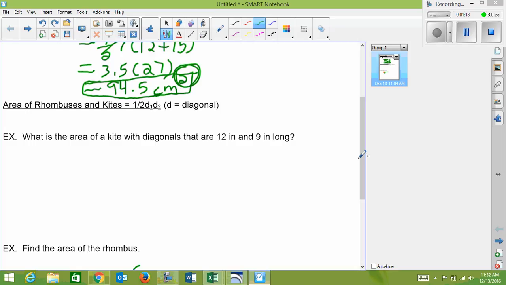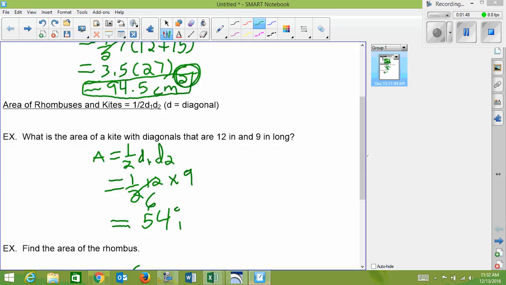So half of diagonal 1 times diagonal 2. So D stands for diagonal. So what is the area of a kite that has diagonals of 12 and 9? So again, just plug it in to the formula. So half of 12 by 9. And so you could do that. You can do half of 12 right away if you want. 6 times 9 is 54. And so it would be square inches, 54 square inches.